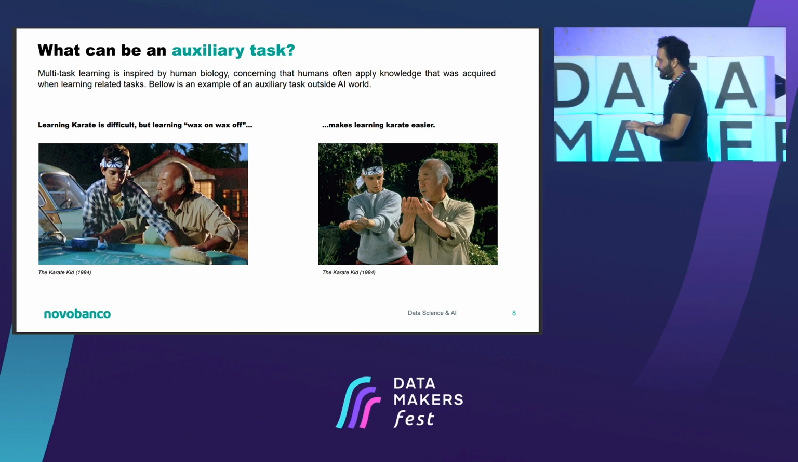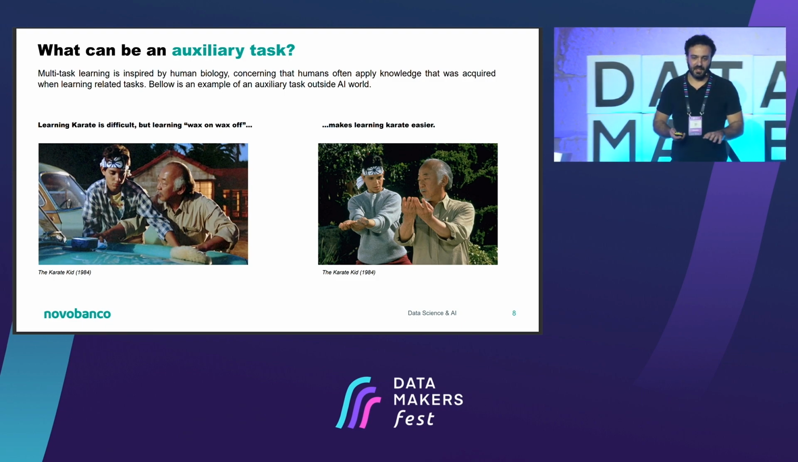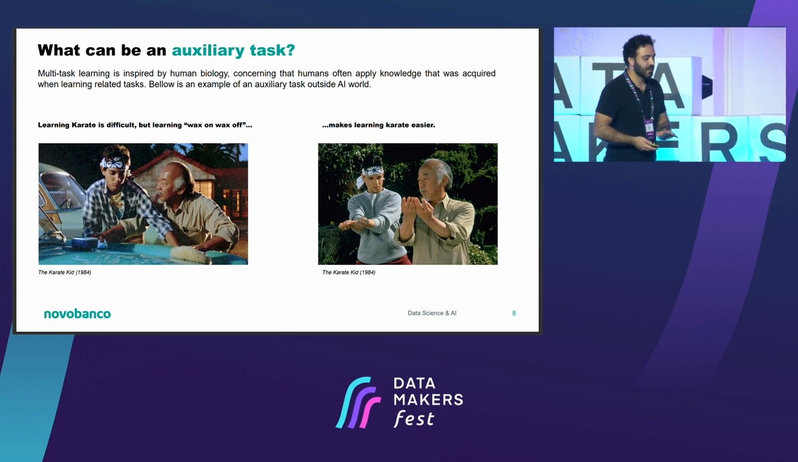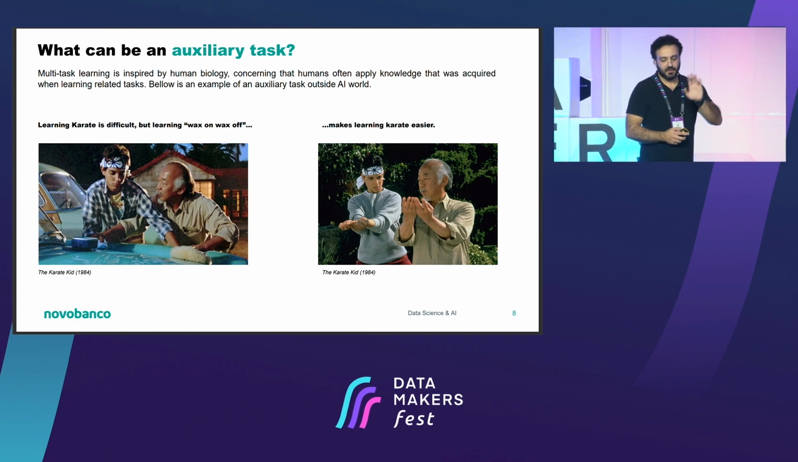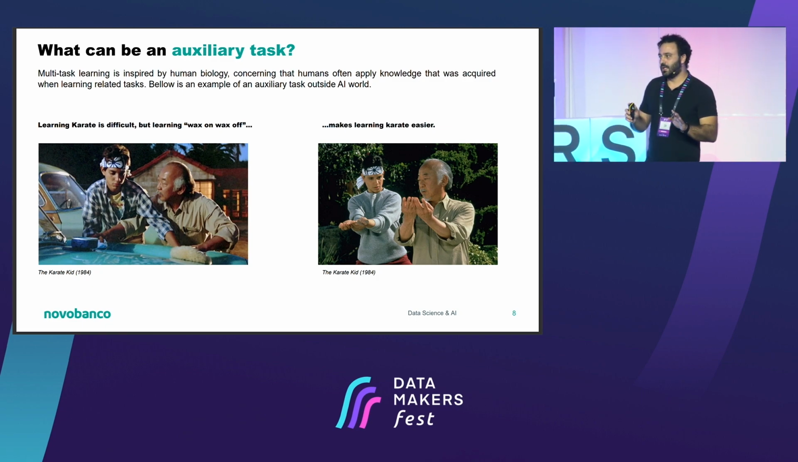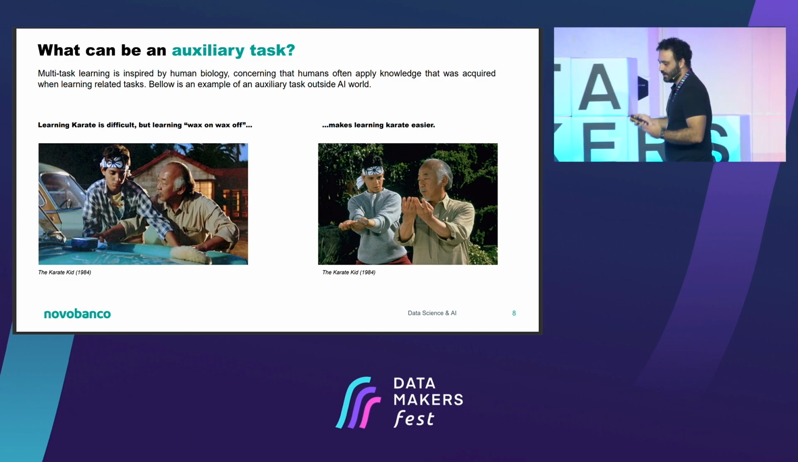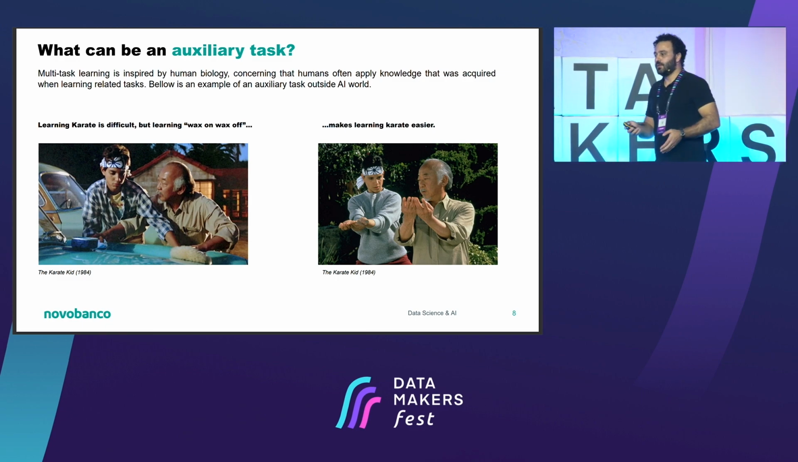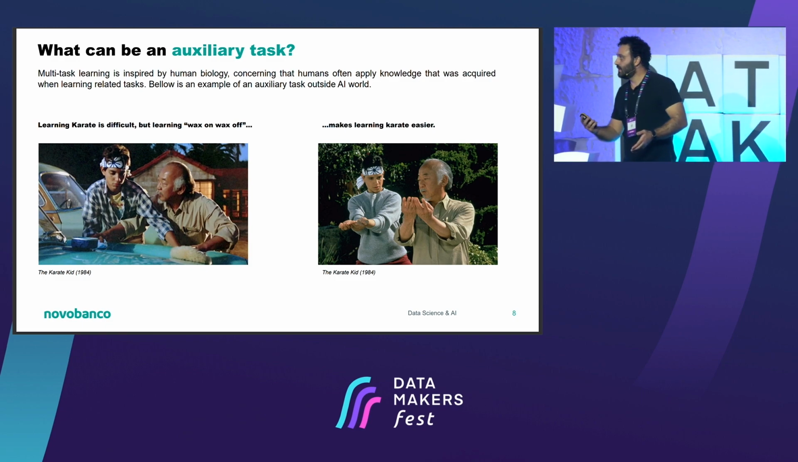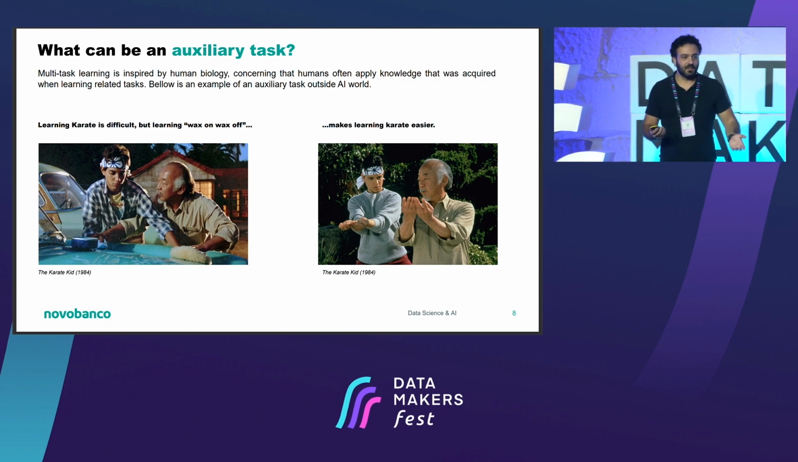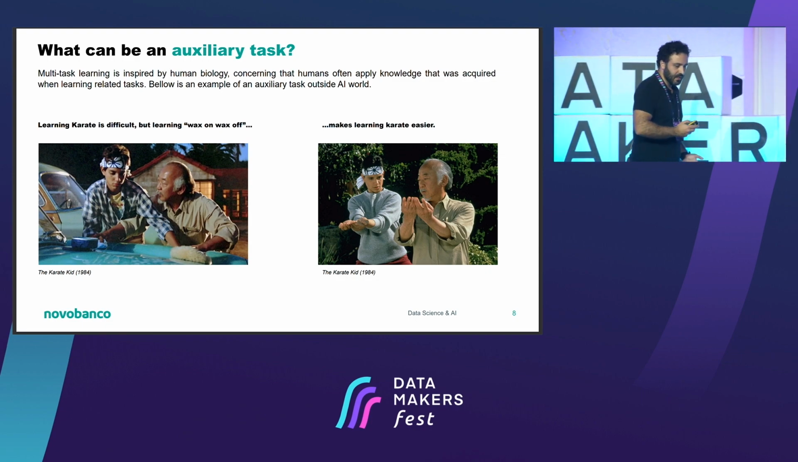And when he was waxing Mr. Miyagi's car, he was learning some kind of movements that, when he tried to practice karate, he could actually use to learn karate better. So the waxing on, waxing off is like an auxiliary task, like a co-pilot, like a wood stick to learn the main one, which is karate.